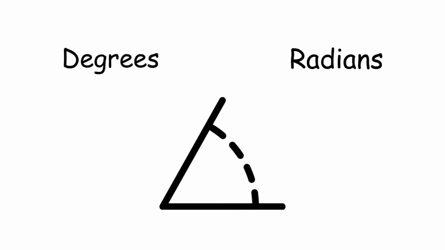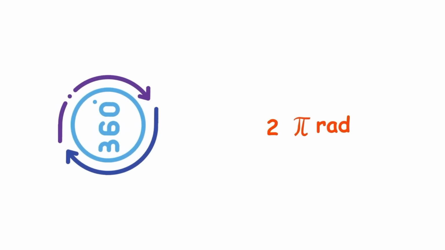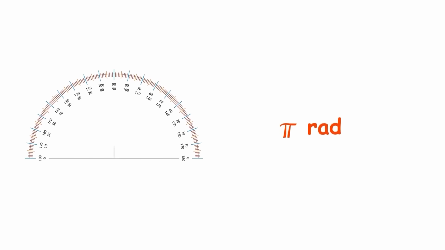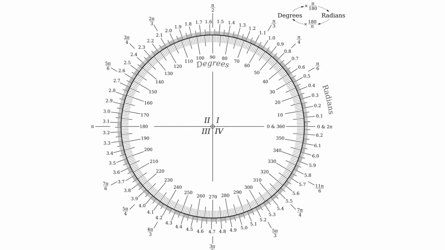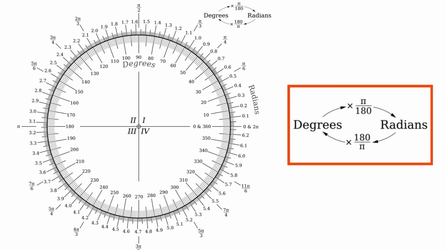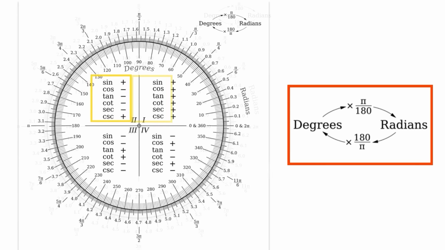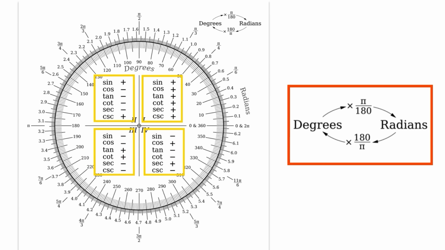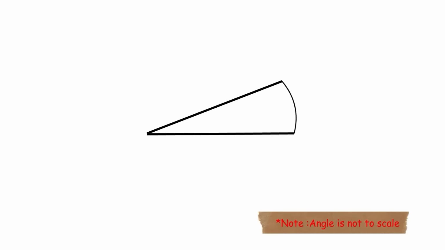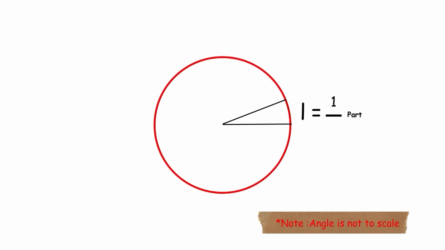Now, let's talk about sexagesimal degrees. Degrees and radians are two different systems for measuring angles. An angle of 360 degrees is equal to 2 pi radians. An angle of 180 degrees is equal to pi radians. In the following graph, it is possible to appreciate the relationship between sexagesimal degrees and radians, in addition to illustrating the signs of the trigonometric functions in each quadrant. The sexagesimal degree is an angle that describes an arc whose length is the 360th part of the circumference.